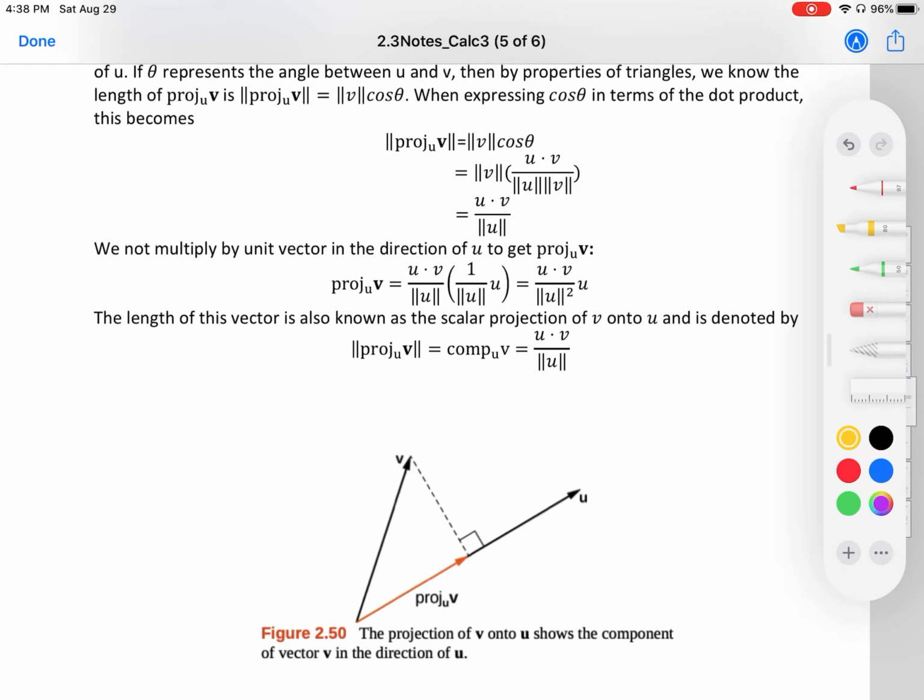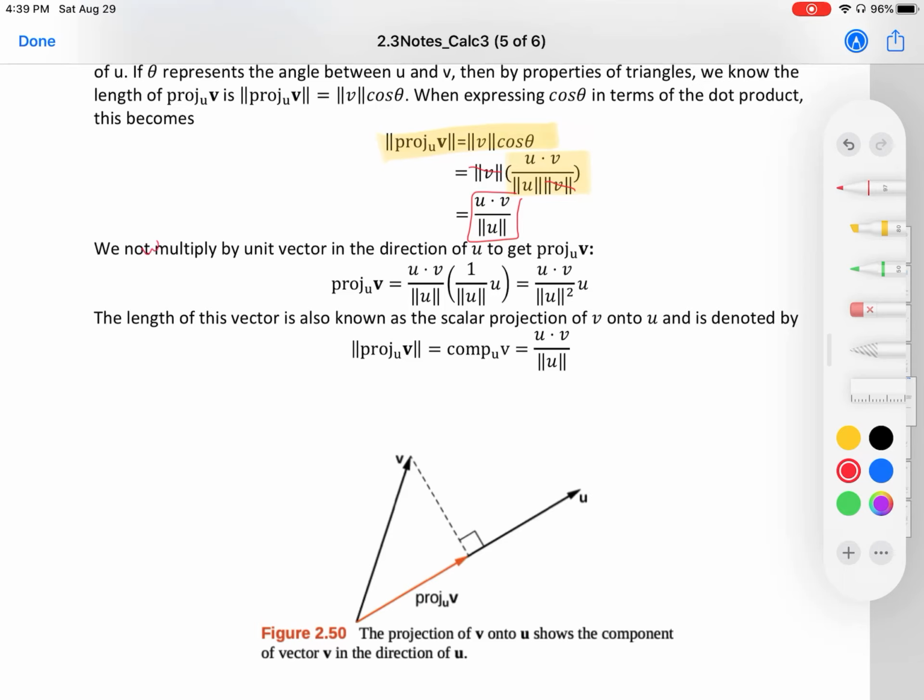So we have that the projection is made up of the magnitude of v times cosine theta. We know cosine theta is the dot product of u and v divided by the magnitude of u and v, by our previous formulas. A little bit of algebra, we see our v's cancel. So therefore, the projection of u and v is the dot product of u and v divided by the magnitude of u.